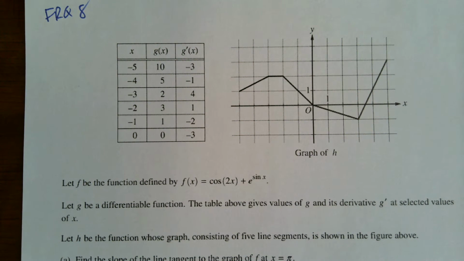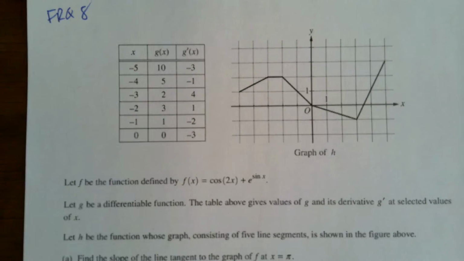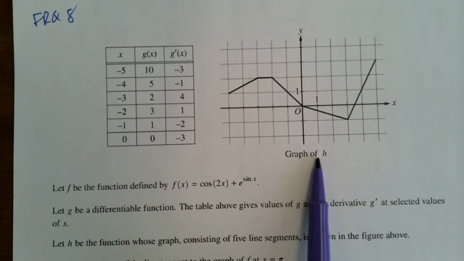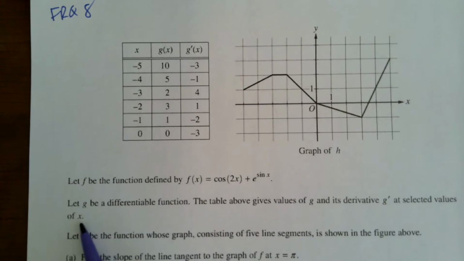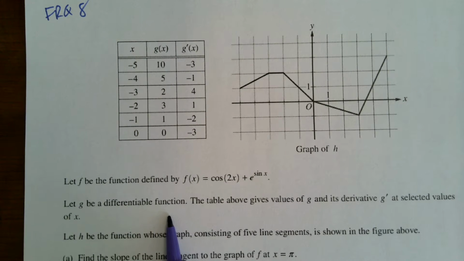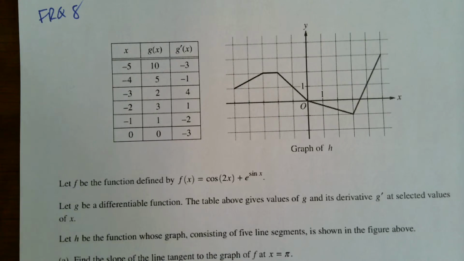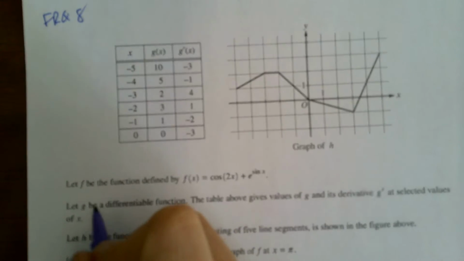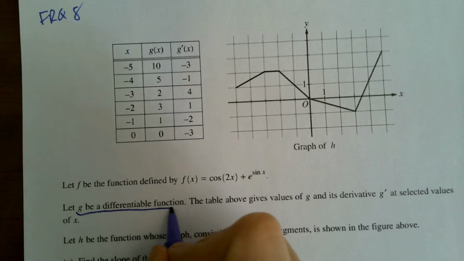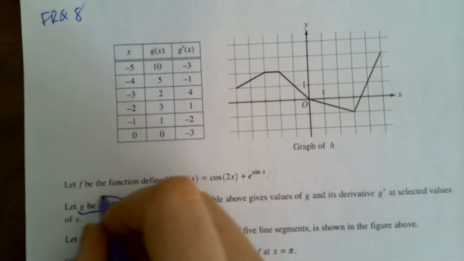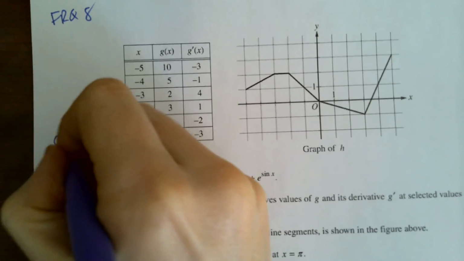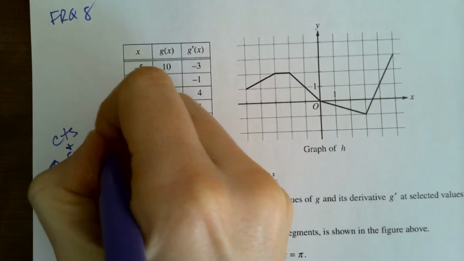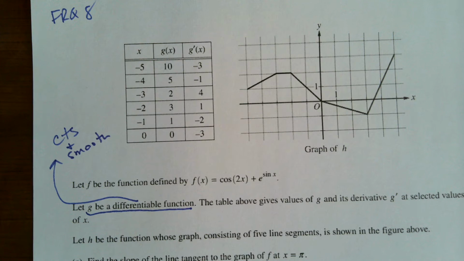Okay, guys, so I'm going to do this. So we're given this table and this graph. Let f be the function defined by this. Let g be a differentiable function. Now, if they're telling you on a free response that you've got a differentiable function, you need to know right away that that means continuous and smooth. All right, continuous and smooth.